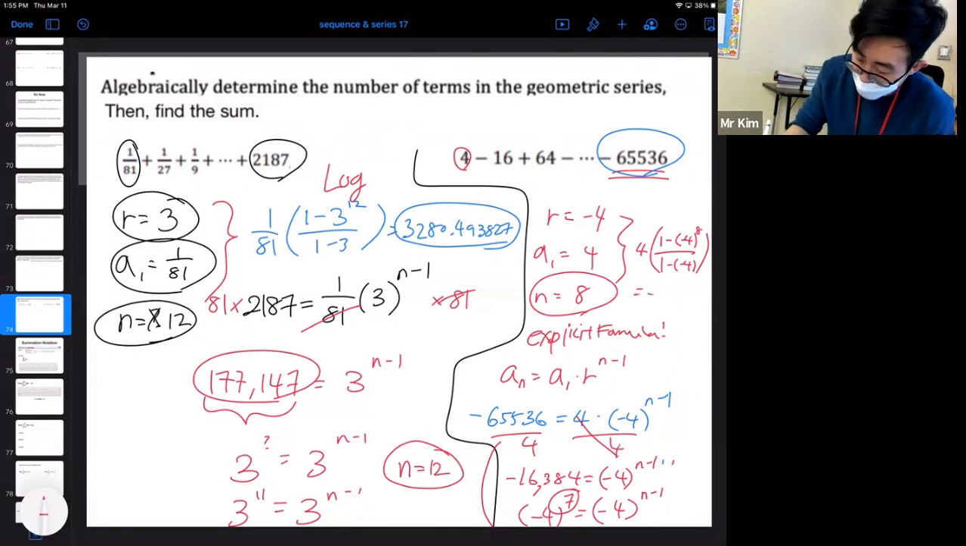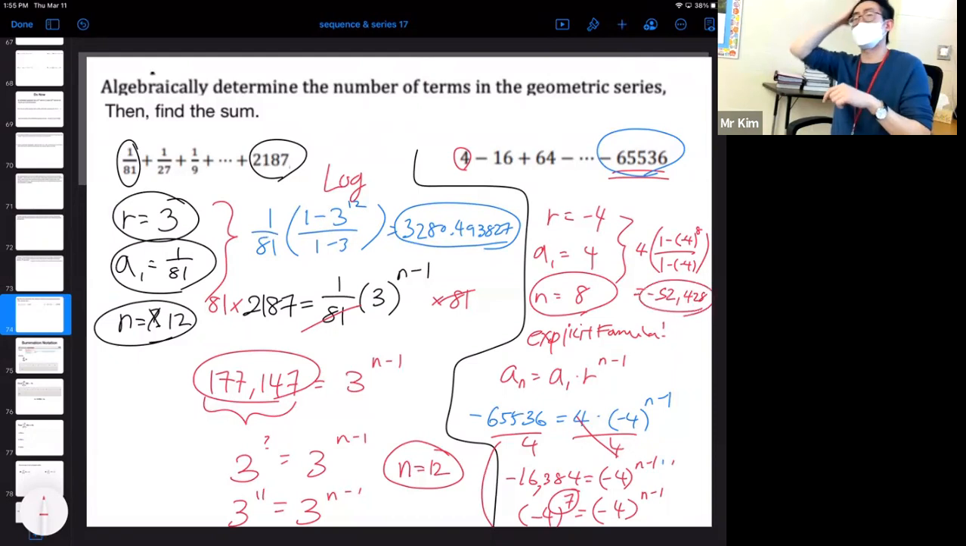Final answer, -52,428. Okay, that part you just let the calculator do its work. Yes, Nema?